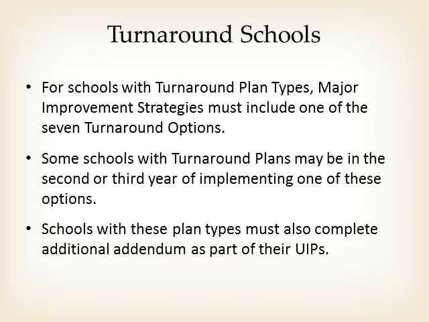For turnaround schools, major improvement strategies must include one of the 7 turnaround options. Some schools with turnaround plans may be in the 2nd or 3rd year of implementing one of these options. Schools with these plan types must also complete additional addendum as part of their UIPs.